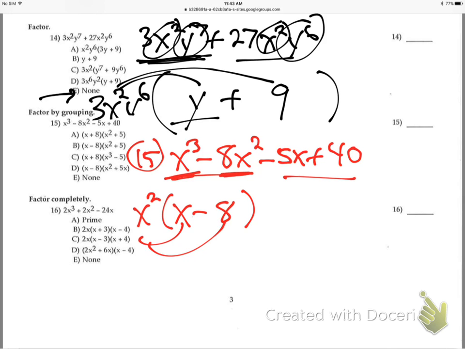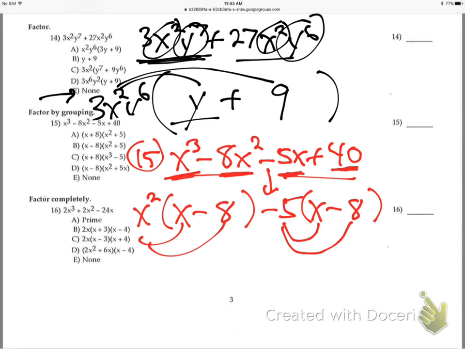And then the back two, bring down the minus. What goes into 5 and 40? 5. And remember the parentheses are going to be the same automatically. Remember how they always match? So I know it's going to be x minus 8. You can double check it to make sure. Minus 5 times x is minus 5x. Minus times minus is plus 40.